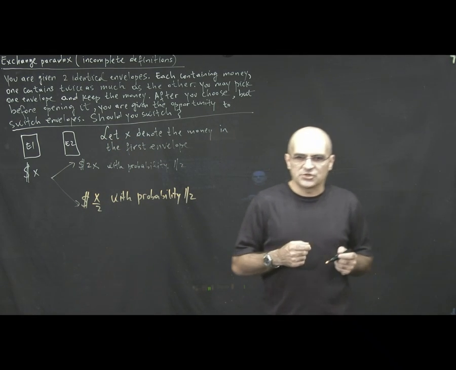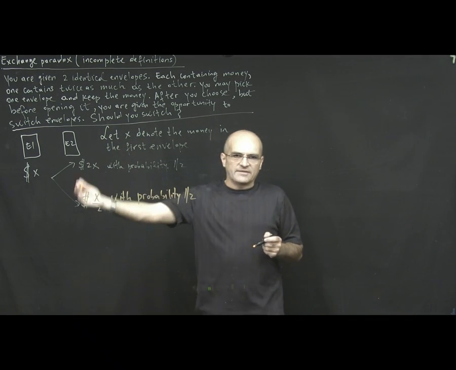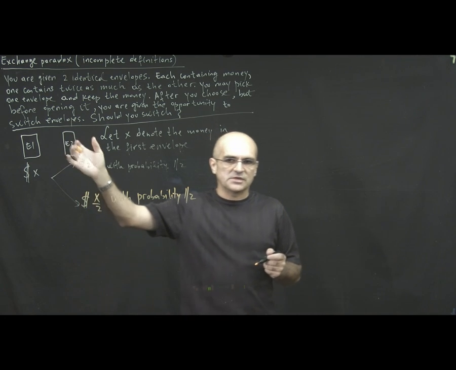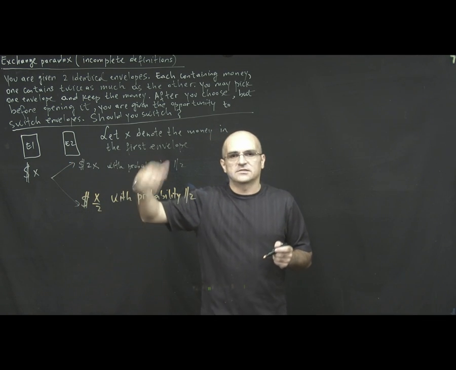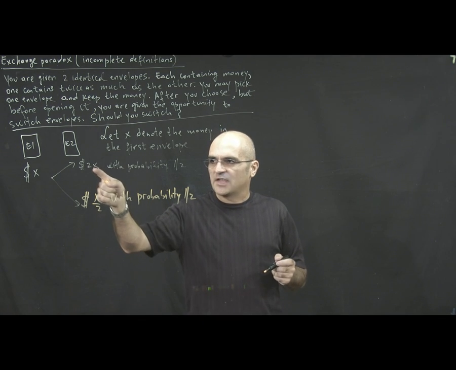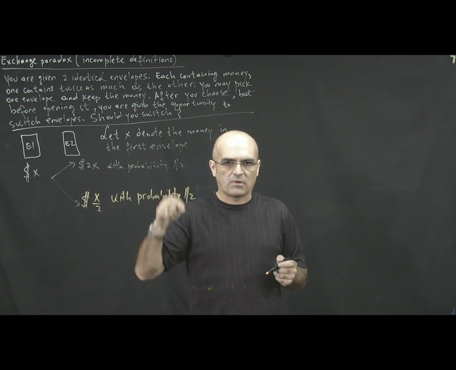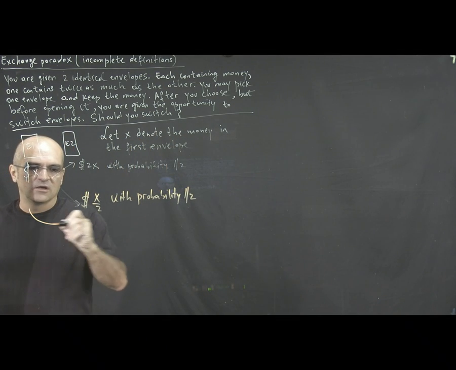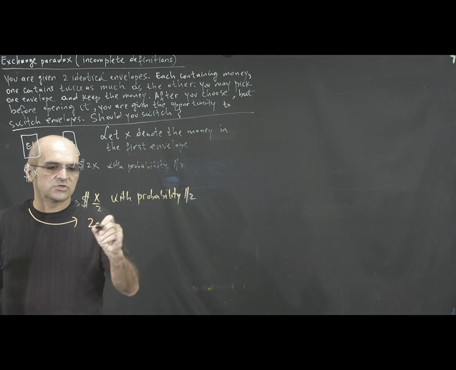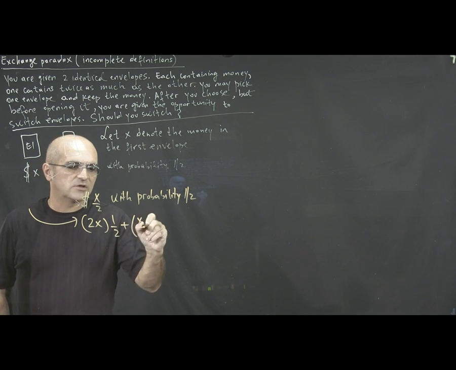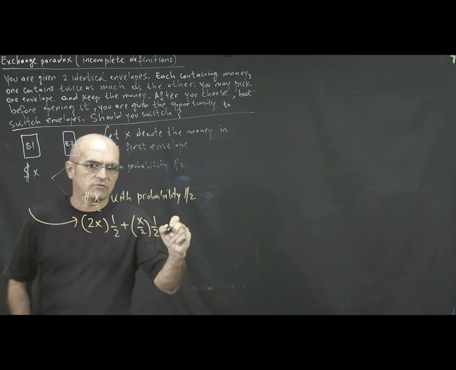Okay, so should I switch? Well, on one hand, if I'm happy with the choice, let's say I picked envelope 1, then I get whatever that amount is, X dollars. If I make the switch, I get either this or this with equal probability. So therefore, the expected value, if I switch, will be 2X times the probability 1 over 2 plus X over 2 times the probability 1 over 2.